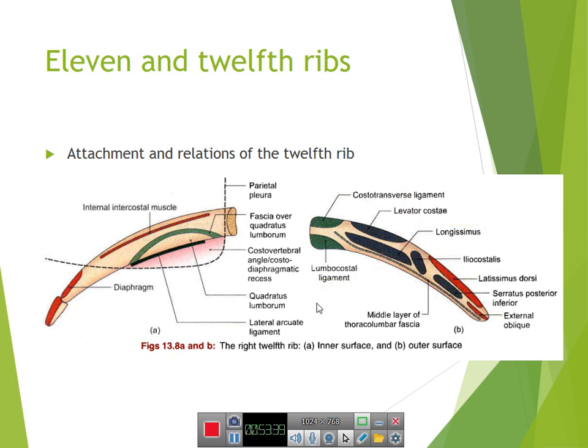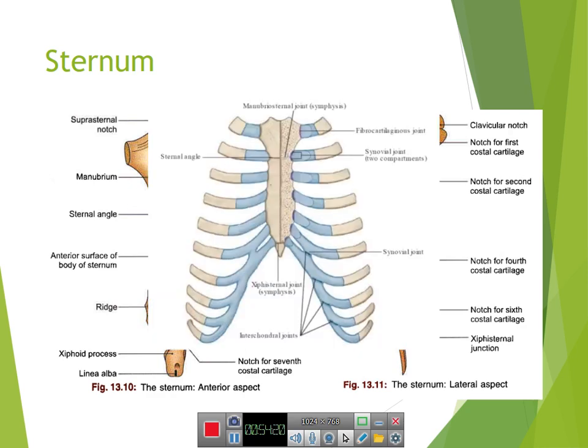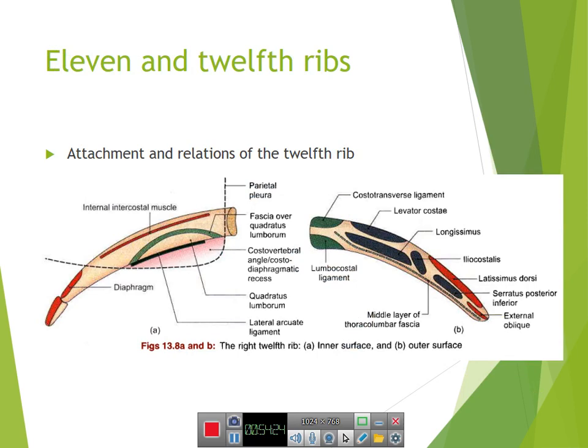The structures attached to the lower border are the middle layer of thoracolumbar fascia. Here, the middle layer of thoracolumbar fascia is attached to the lower border. Lateral arcuate ligament is at the lateral border of the quadratus lumborum, and lumbocostal ligaments near the head extend to the transverse process of the first lumbar vertebra. How about ossification? The 11 and 12 ribs ossify from one primary center for the shaft and one secondary center for the head.